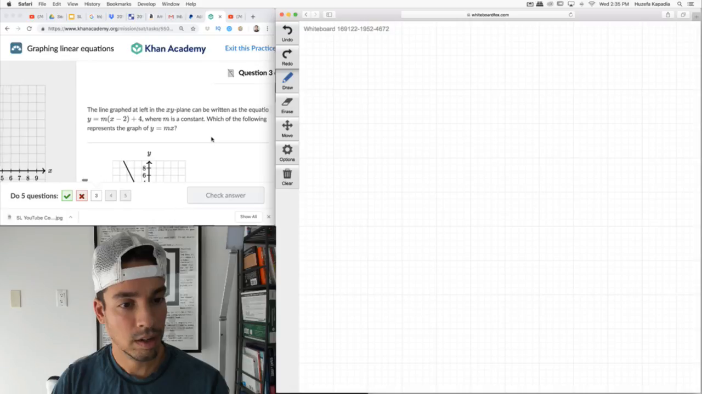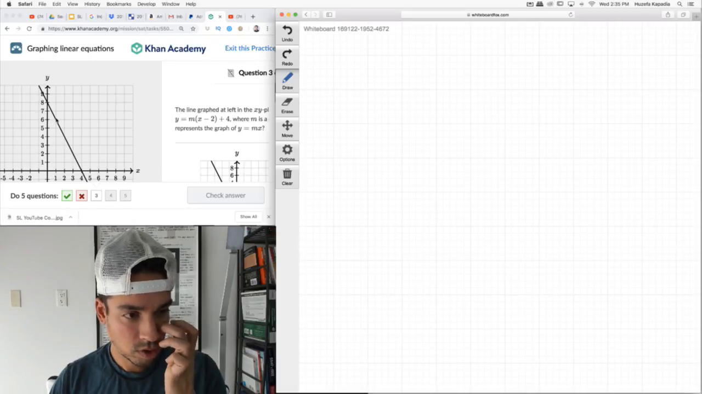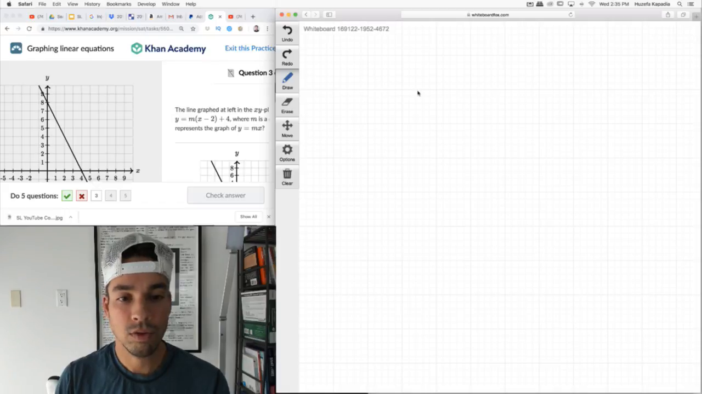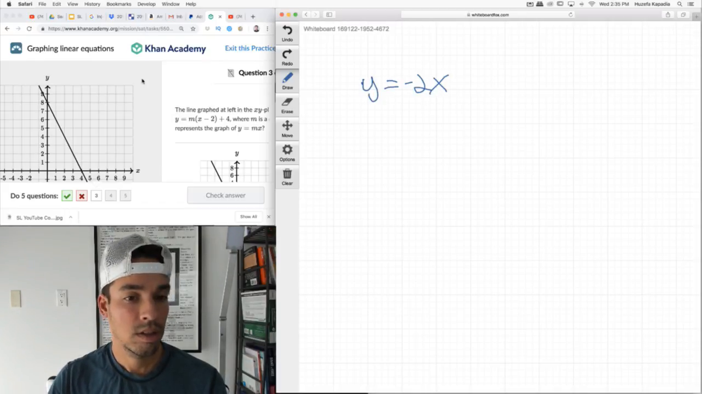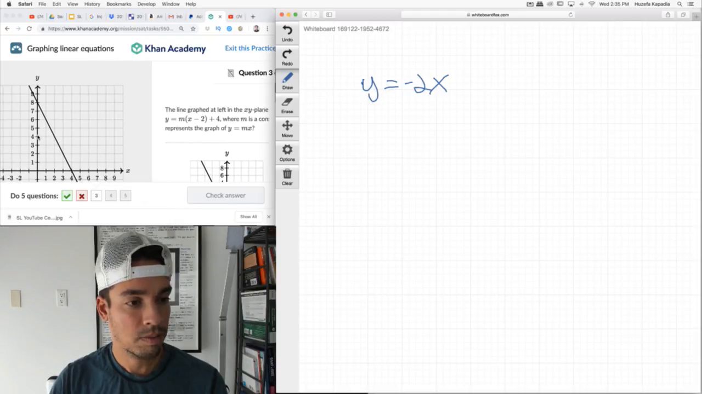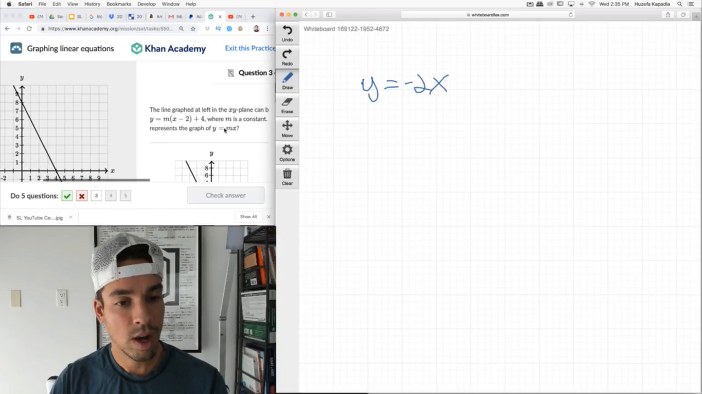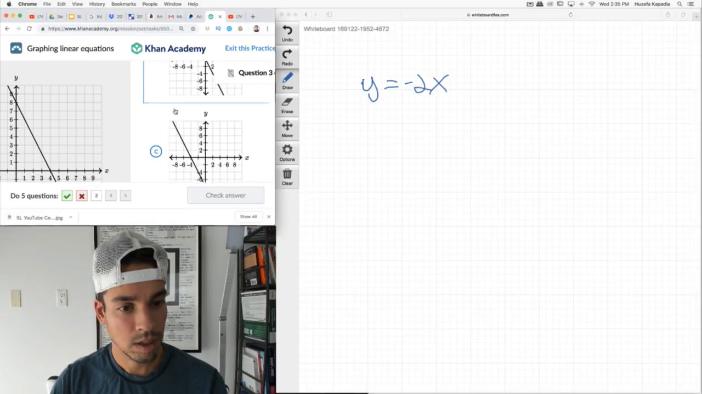Minus 2. Okay, so we need to figure out what the slope is here. My slope is going negative 2 to the right 1, so it's a slope of negative 2. So the slope of y equals mx is y equals negative 2x, right? So it's up 4 and then shifted to the right by 2. That's what all this stuff is. So y equals negative 2x should be going through the origin, slope of negative 2, which is this guy, it's b.